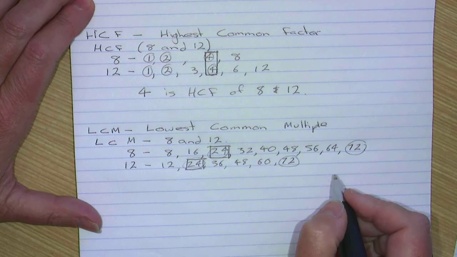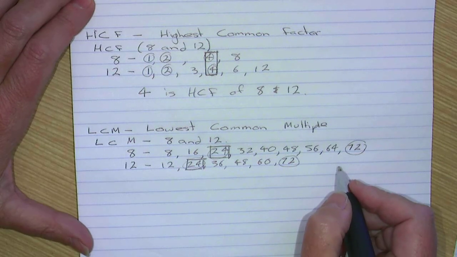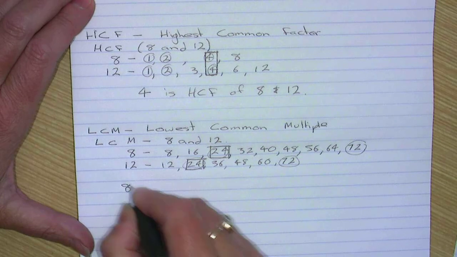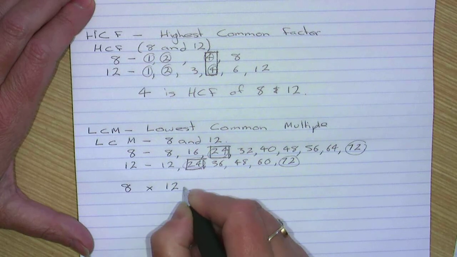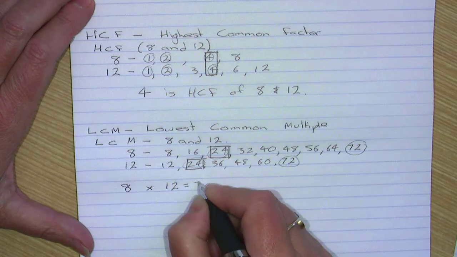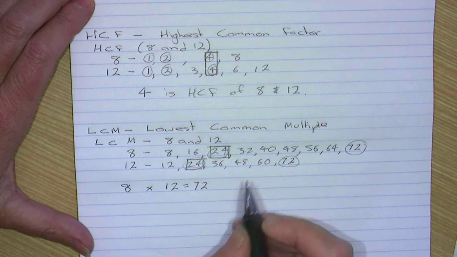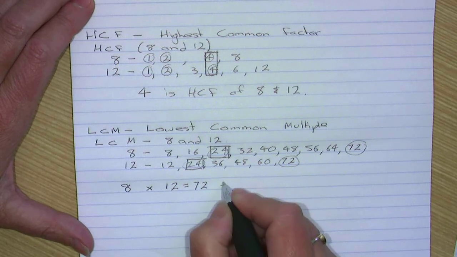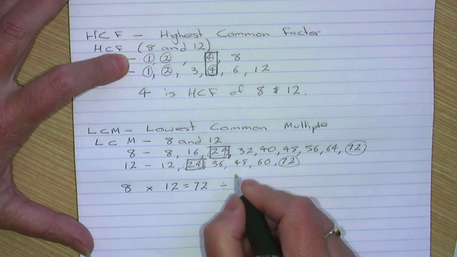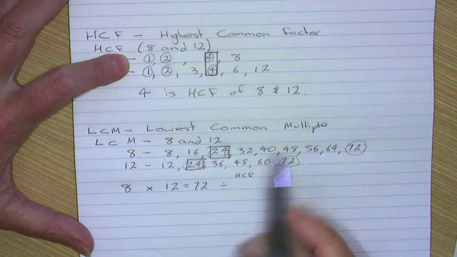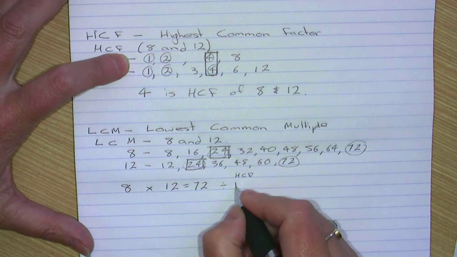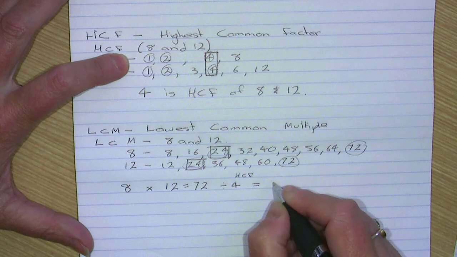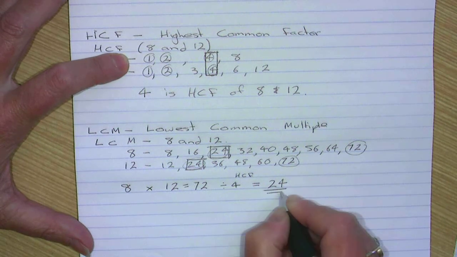The other way to find the lowest common multiple is to take your numbers in question, so 8 and 12. If we multiply those together, it equals 96. And we know that that is a common multiple, but it's not the lowest. To find the lowest, we then divide that by the highest common factor. And we did that in the previous question. The highest common factor is 4. And if we divide 96 by 4, we get 24. That's two ways of finding the lowest common multiple of 8 and 12.